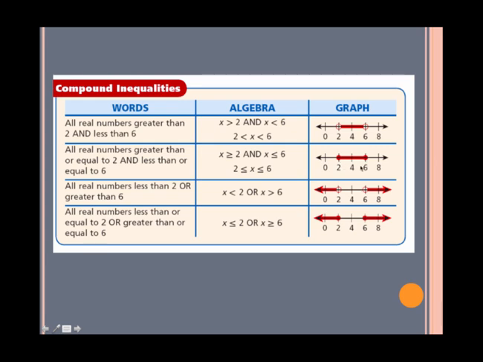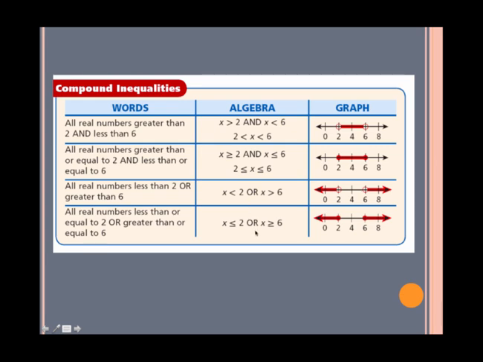The only difference this time is that those circles are filled in because we have the equal to symbol underneath our less than signs. With or, this time we have x is less than 2 or x is greater than 6. So this time we're looking at all the numbers that are less than 2 and all the numbers that are greater than 6. And again, with this one, the 2 and the 6 do not have the equal sign underneath them with the inequality sign, so those two circles are going to be open.